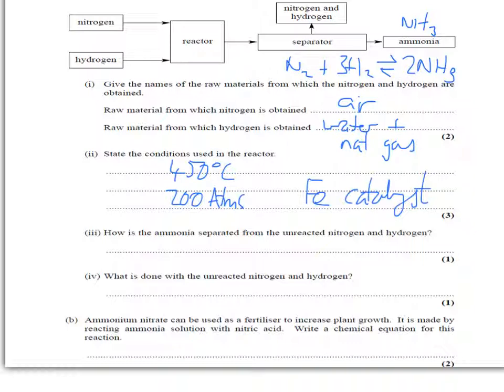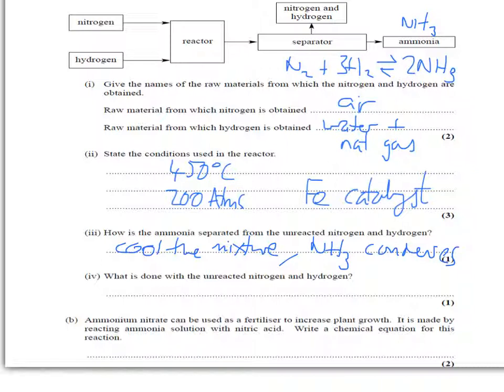So how is ammonia separated from the unreacted nitrogen and hydrogen? Cool the mixture, NH3 condenses, turns back into a liquid, or it turns into a liquid.